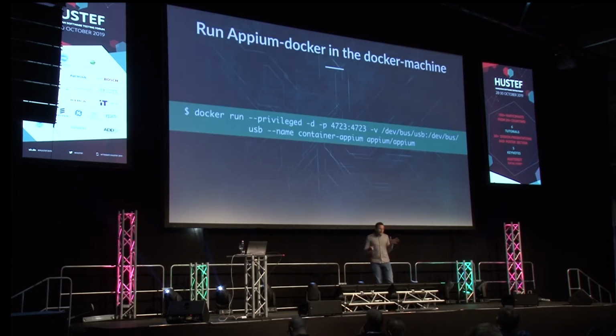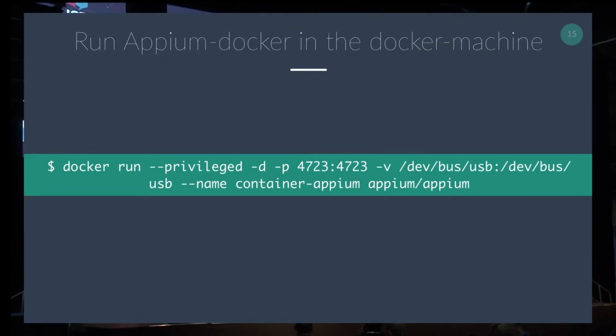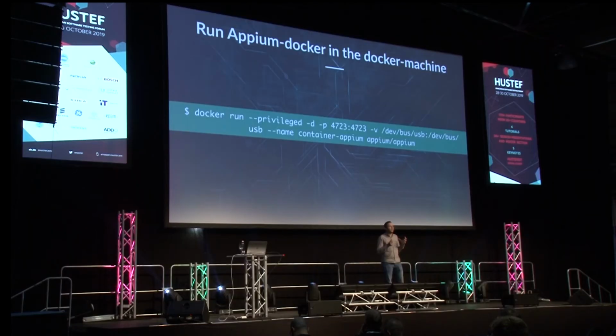So basically what you need to do to make it work: you run this command, which creates one Docker container, and inside it starts the Appium server. If you are using macOS, you will have some trouble making this work because macOS itself doesn't allow you to expose ports to Docker.